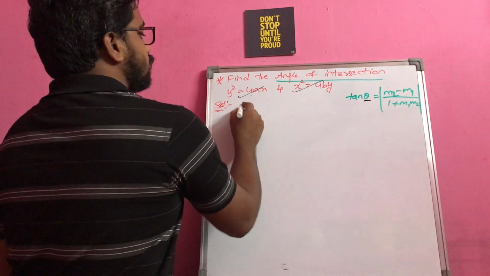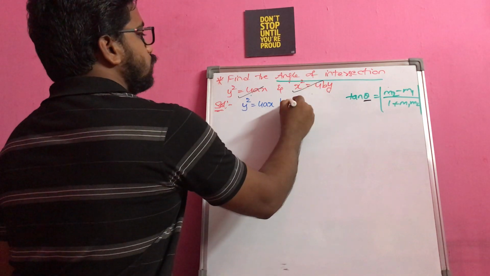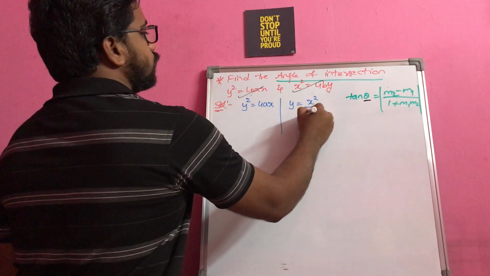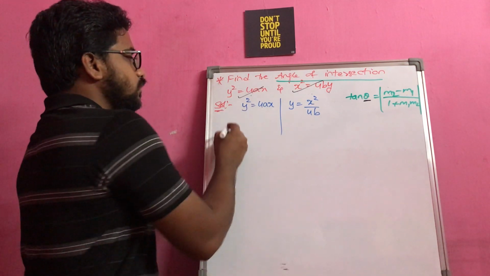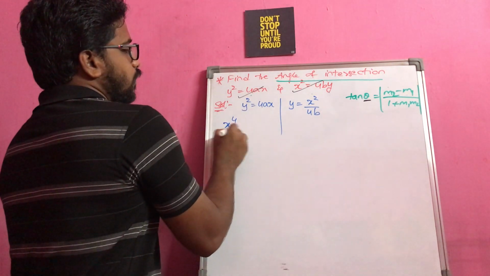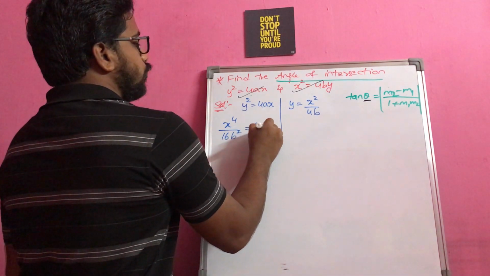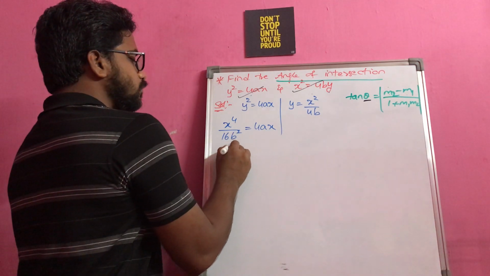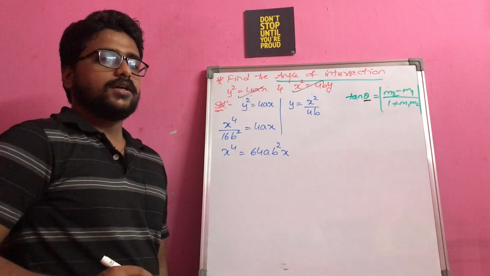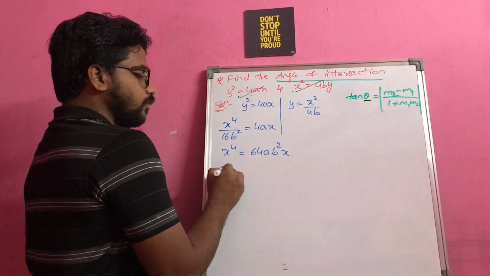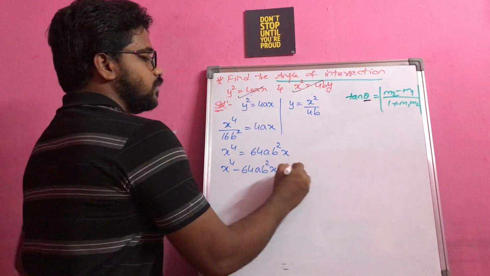From the first equation I have y square is equal to 4ax. From the second I have y is equal to x square by 4b. I am going to substitute that value here. So this becomes x power 4 divided by 16b square is equal to 4ax. So x power 4 is equal to 64ab square x. Now I can pull everything to one side: x power 4 minus 64ab square x is equal to 0.